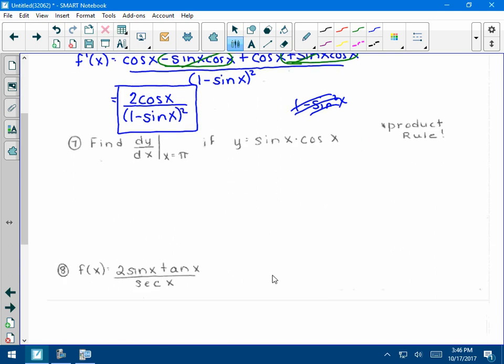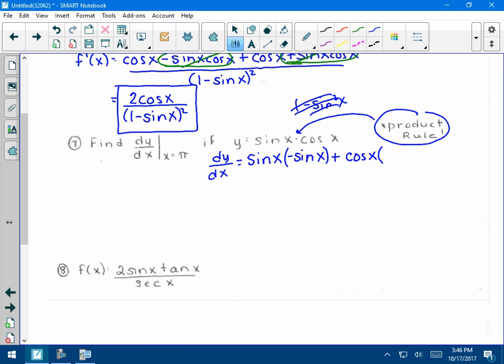Okay, number 7. Find the derivative at x equals pi if y equals sine of x cosine of x. Now notice over here I said product rule. They're being multiplied. You've got to recognize that. So the derivative dy over dx, I would take the first, which is sine of x, times the derivative of the second. Derivative of cosine is negative sine, plus the second, which is cosine of x, times the derivative of the first. Derivative of sine is cosine again.